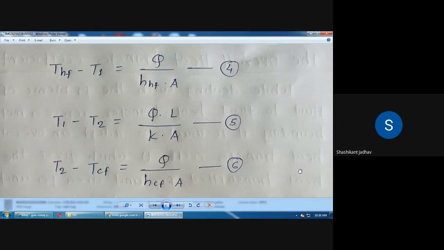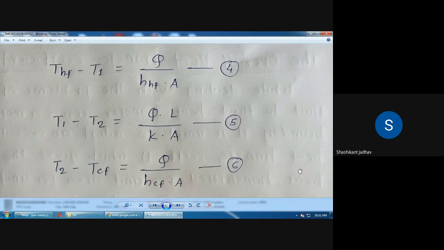Okay. So our aim is to calculate the Q value, the heat transfer rate through this particular system. In that system, convection is there, then conduction is there, and then convection is there. So next step, we have to add equations 4, 5, and 6. All of you add these equations number 4, 5, and 6.